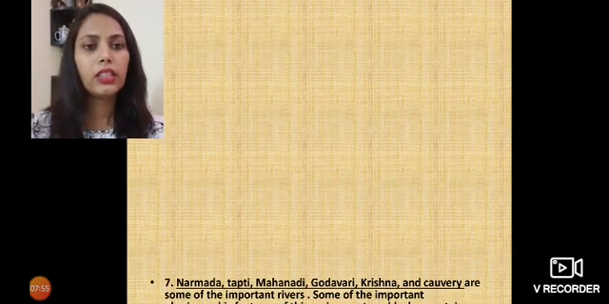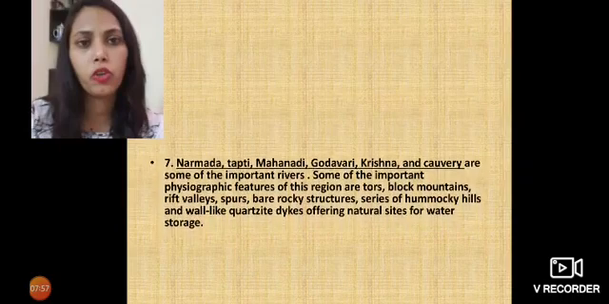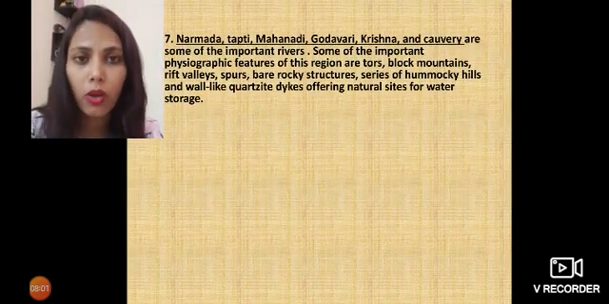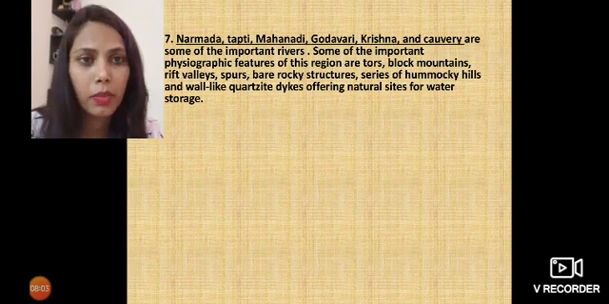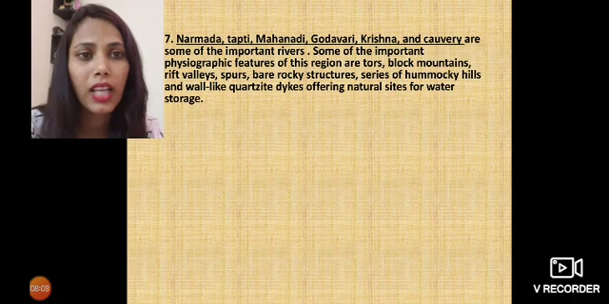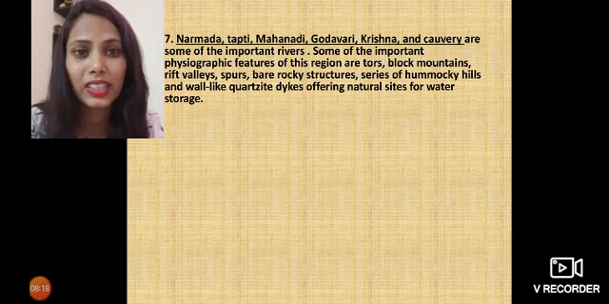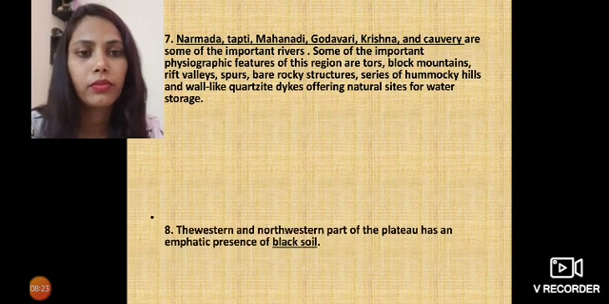The next thing about the Peninsular Plateau is the rivers flowing on it. The important rivers of the Peninsular Plateau are Narmada, Tapi, Mahanadi, Godavari, Krishna, Kaveri. These are all important rivers. Other physiographic divisions are Tors, Block Mountains. These are all features of the Peninsular Plateau. You can remember a few, not necessarily every word of it, but rivers you should know.